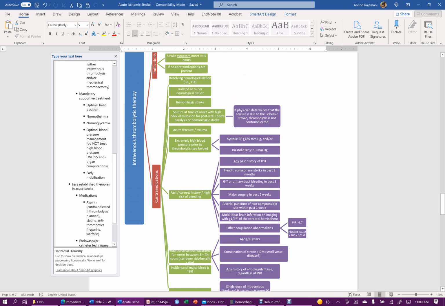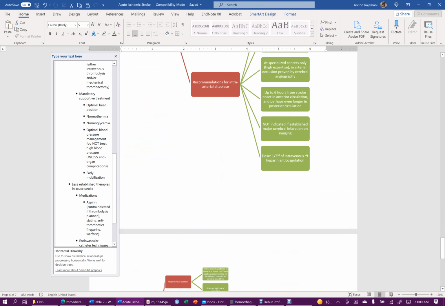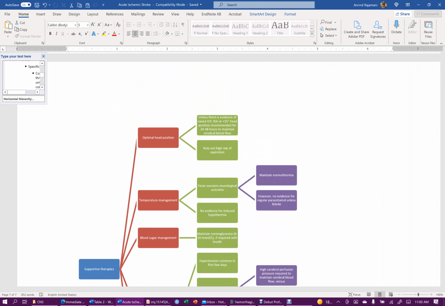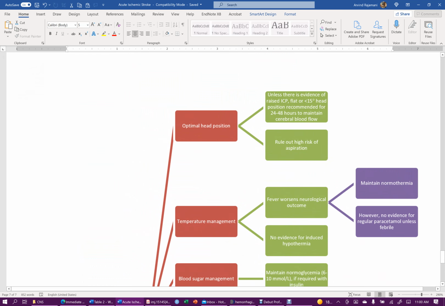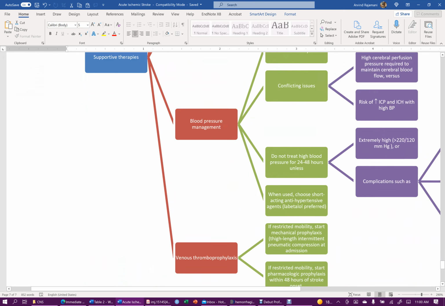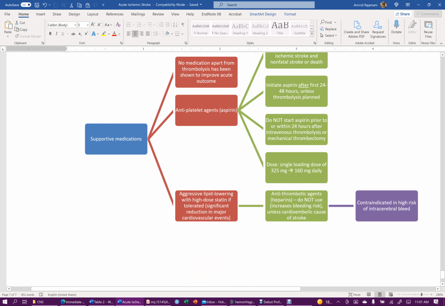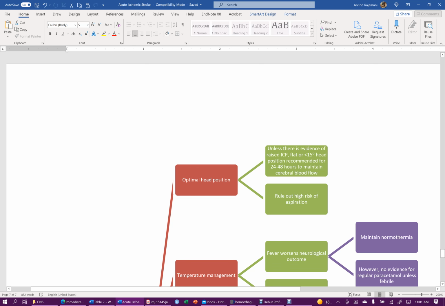As I said before, I'm going to ignore the intravenous thrombolytic therapy, but just go to the endovascular treatments, and I'll cover a little bit more of the supportive treatments. Now, supportive treatments: the first thing is optimal head position, temperature management, blood sugar management, blood pressure management, venous thromboprophylaxis for DVT, and then other medications, antiplatelets, and then lipid lowering with statins or similar. These are the things that we should be covering.